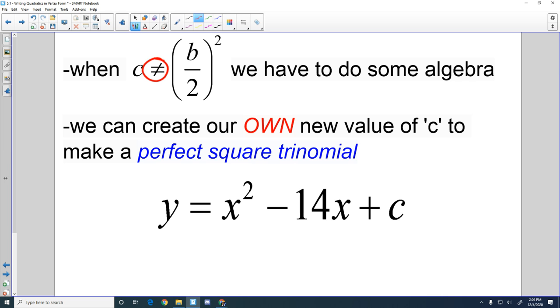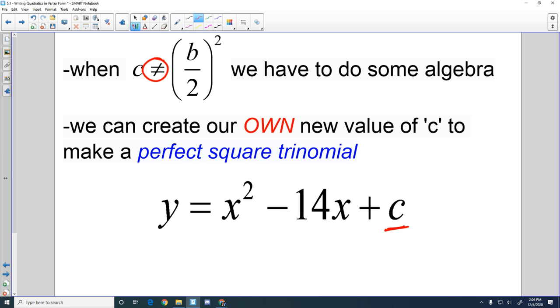But what's cool is we can just make an equation a perfect square trinomial if we wanted. So let's say I've got this quadratic in standard form, x squared minus 14x plus some number. What number would we want C to actually be for it to make that special pattern? What is the magic number that we want for this equation? How'd you get 49?